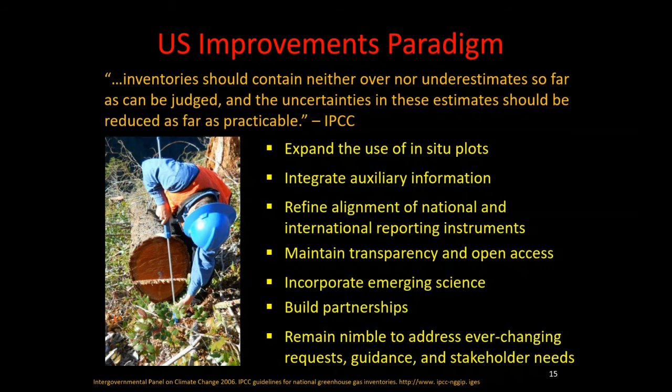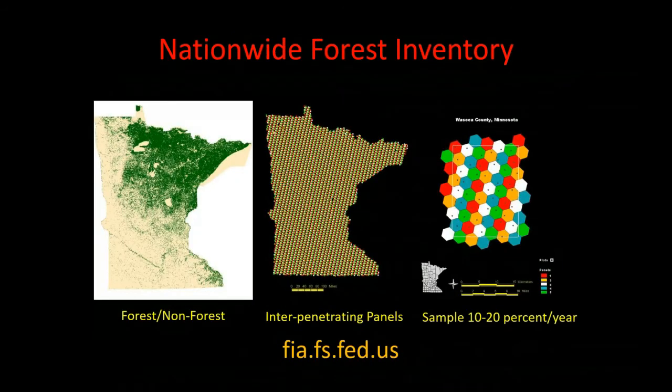A little bit of background on how we do the inventory a little bit more specifically. So it's almost like a three-phase inventory. The first phase, we use remotely sensed imagery to identify what's forest and non-forest. Certainly, we don't want to send a forest inventory crew to a cornfield, as there are no trees there. Once we have that imagery, we overlay these interpenetrating panels. And we have a zoom in here to show you what they look like. And we sample, we put up one plot in each of those panels.